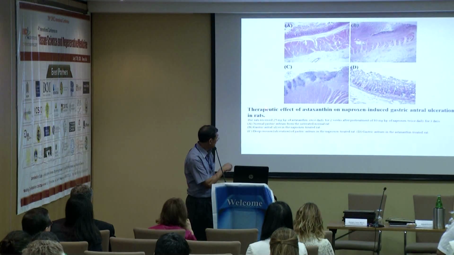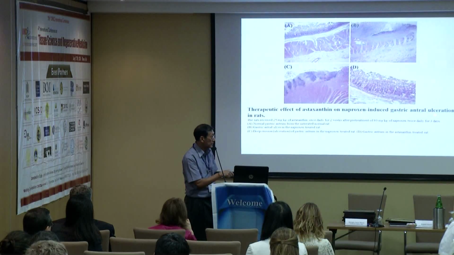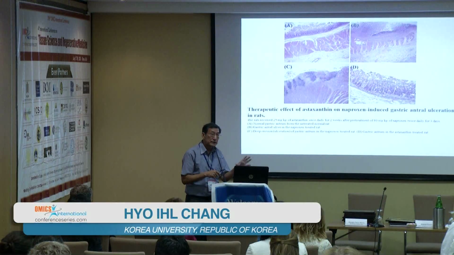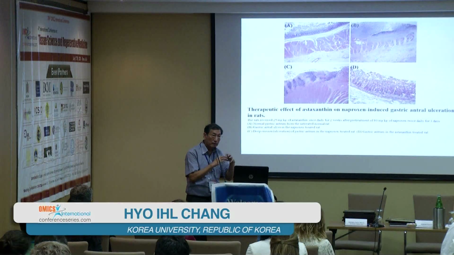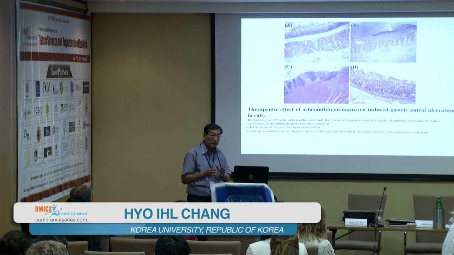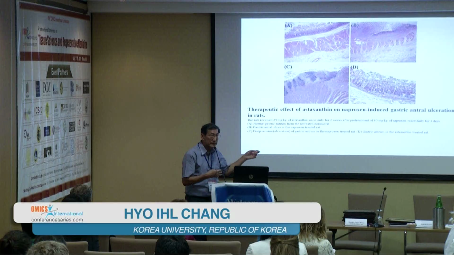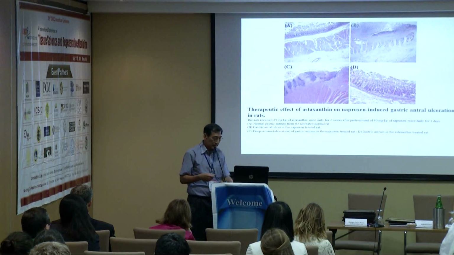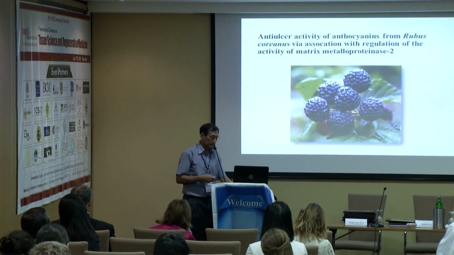And this is the therapeutic effect of astaxanthin on naproxen-induced gastric antral ulceration. Here we first treated with naproxen to induce the ulceration, and then treated with astaxanthin. That's why it's a therapeutic effect. It is similar to healing the ulceration.